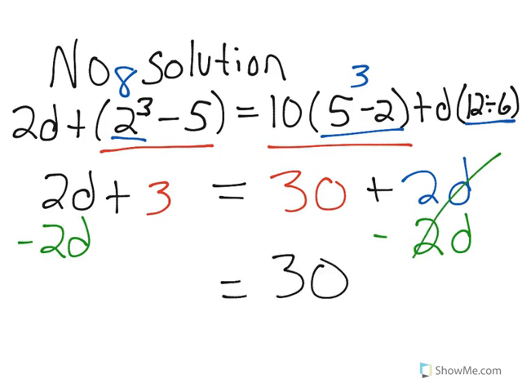On the left side, oh hey, look at that. Those 2d's cancel out as well. So all the 2d's are gone. Now on the left side, we're left with 3. So we're left with 3 equals 30.